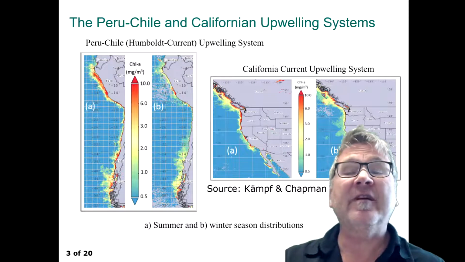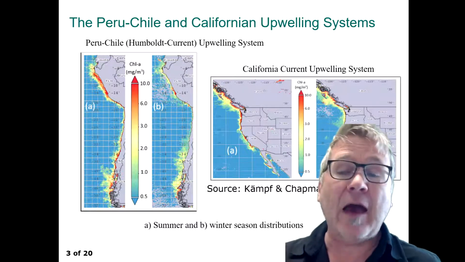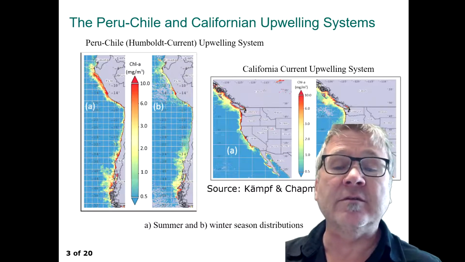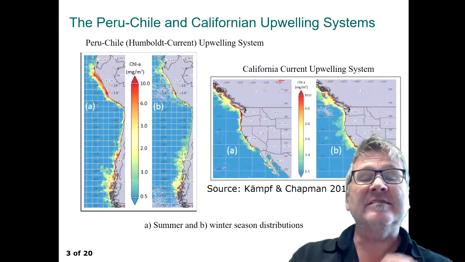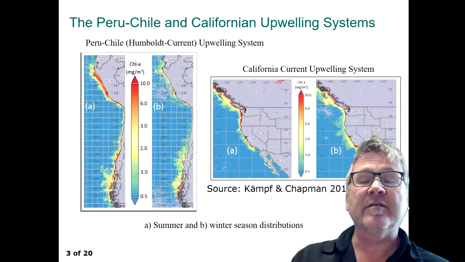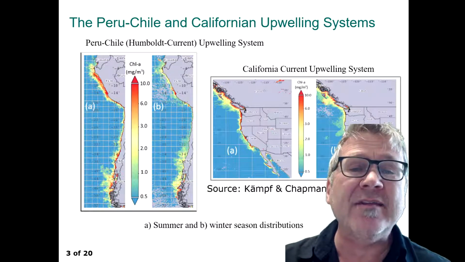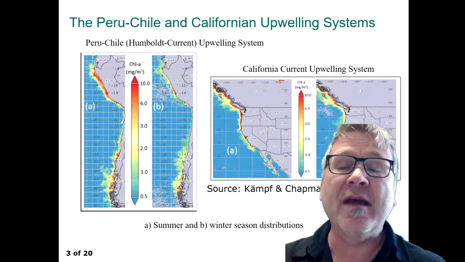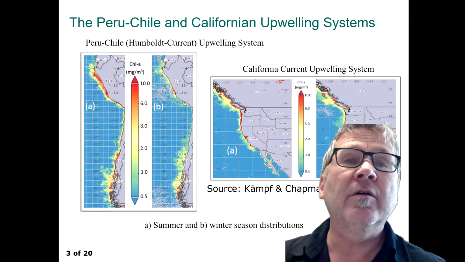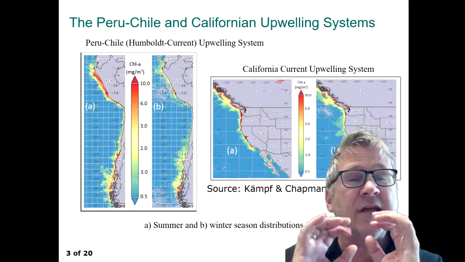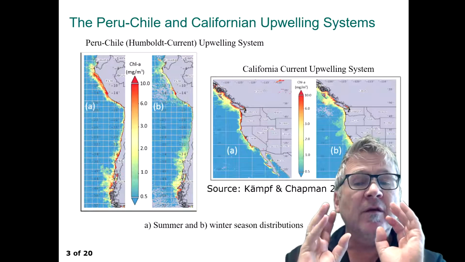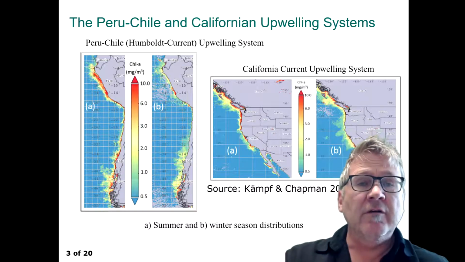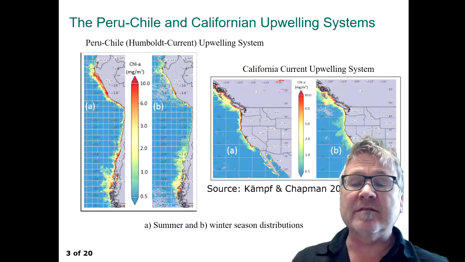On the left side, the Peru-Chile upwelling system, also known as the Humboldt current upwelling system. And on the right-hand side, the California current upwelling. What you can see there is the range of chlorophyll A values, where the maximum is in red. It's 10 milligrams per cubic meter. So that's a range of typical maximum that you get for these coastal upwelling.